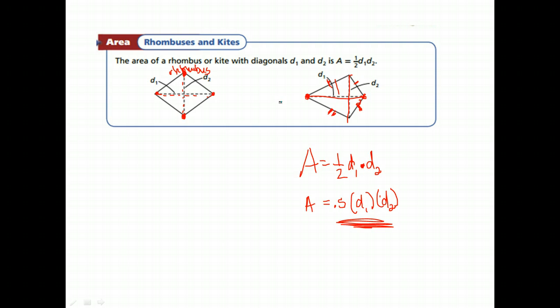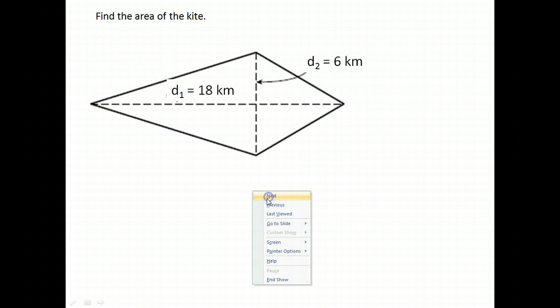Okay, so take a second, make sure you have that formula written down, maybe a picture of what a rhombus and a kite is and what the diagonals look like. With that in mind, let's go ahead and find the area of this kite.